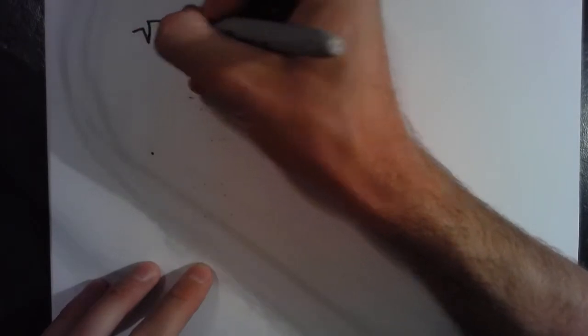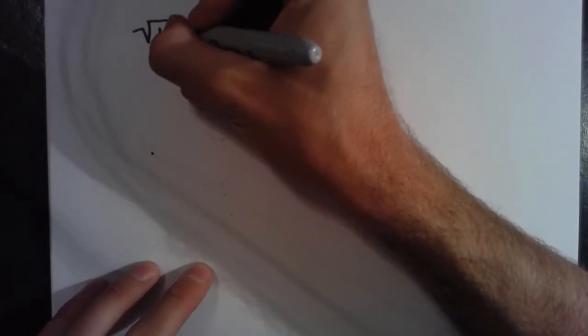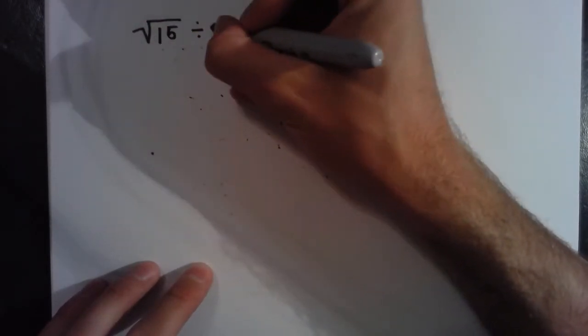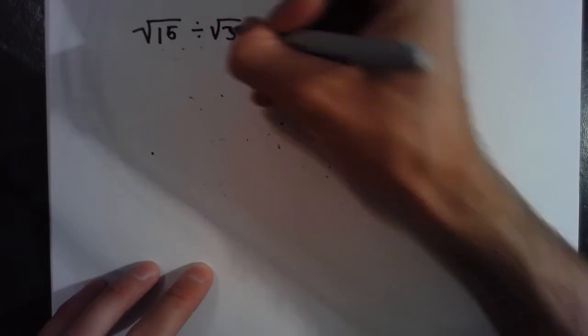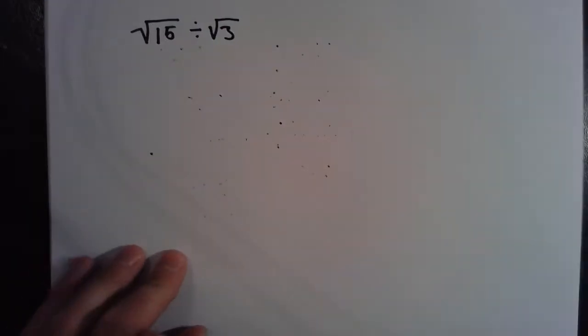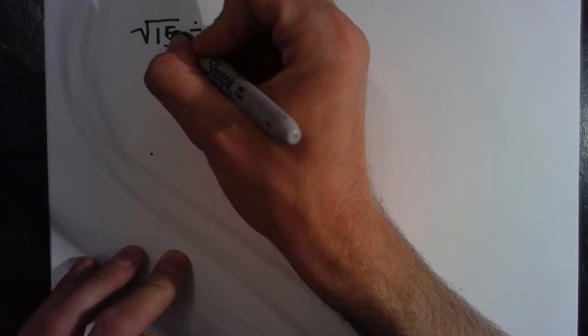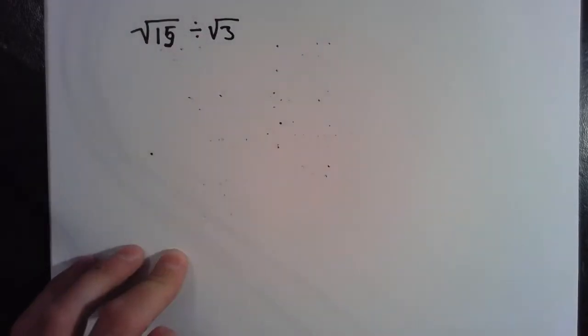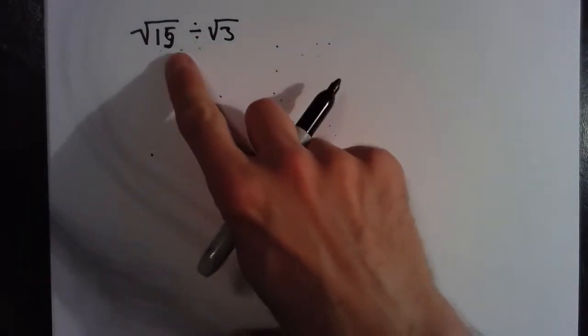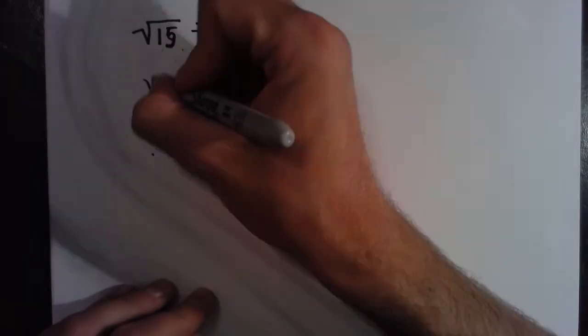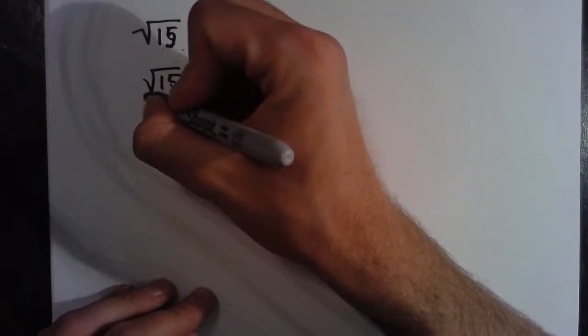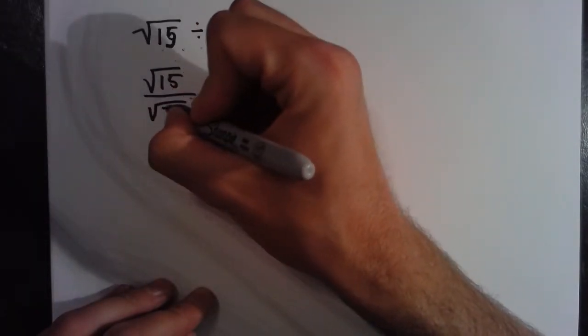So next question, I'm going to leave those dotty bits there, I don't actually care that much. This is a quite easy one. So this is the square root of 15 divided by the square root of 3. I'll make that a little clearer. I think I made it less clear, if anything. That's the 15. So we can write this as square root 15 over square root 3.